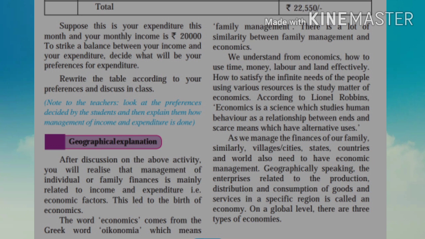According to Lionel Robbins, economics is a science which studies human behavior as a relationship between ends and scarce means, that is, which have alternative uses. This is the definition given by Lionel Robbins. According to Adam Smith, who is known as the father of economics, in his book Wealth of Nations, which was published in 1776, Smith has defined economics as the science of wealth.